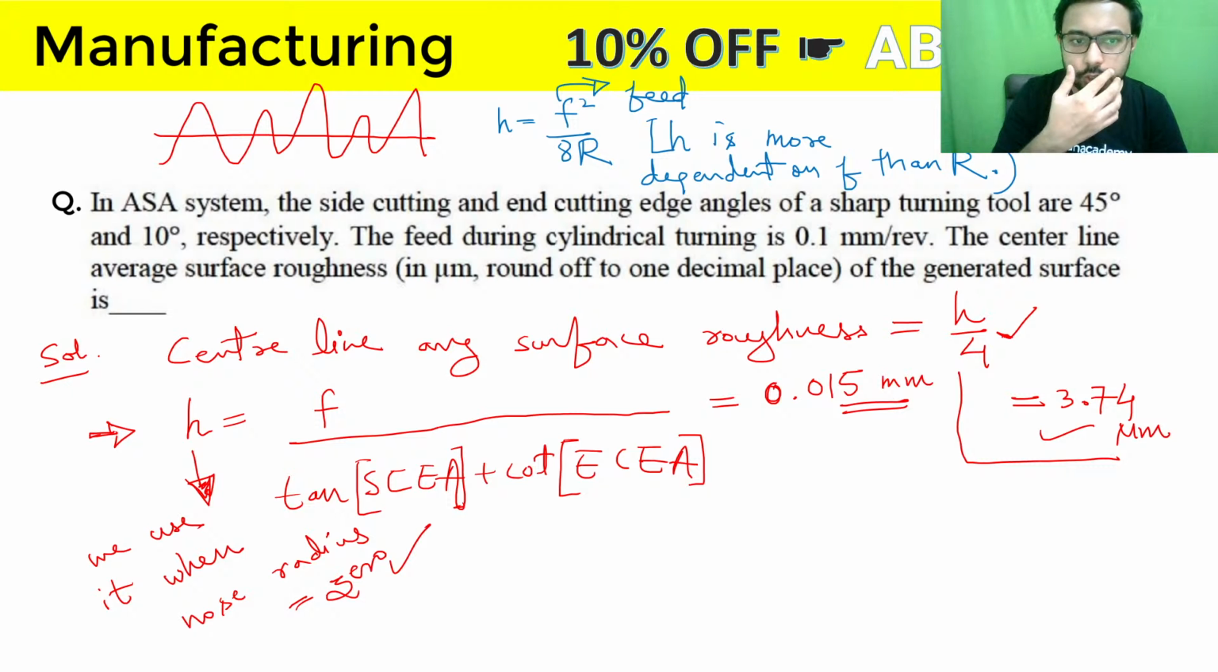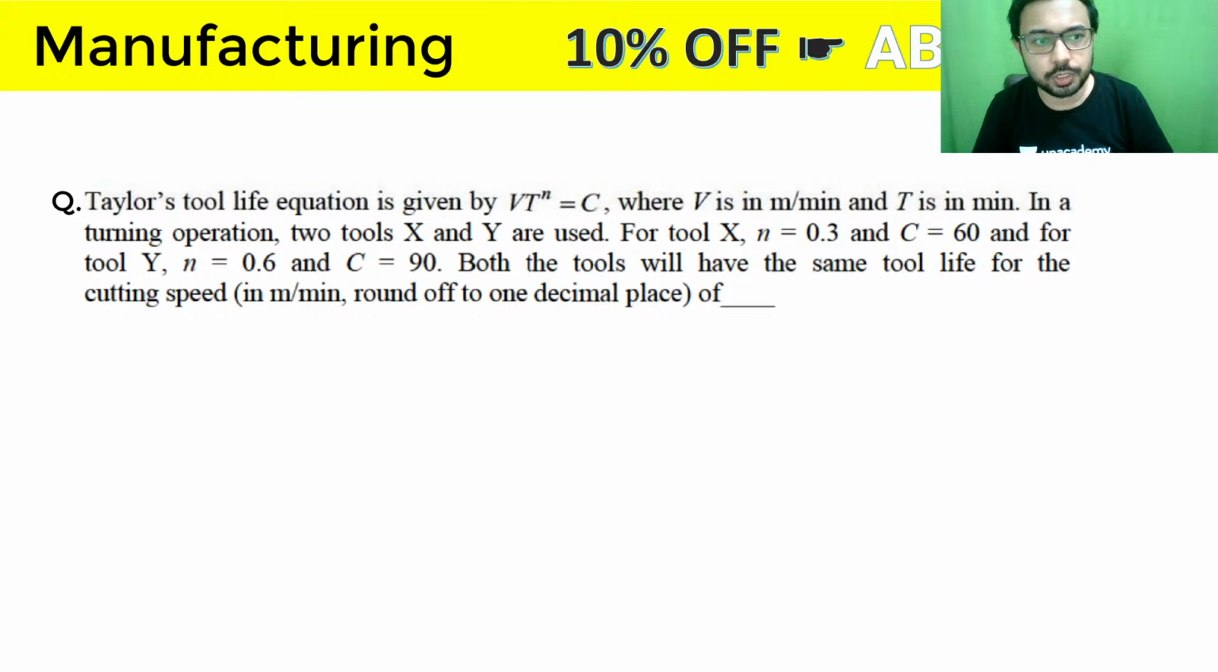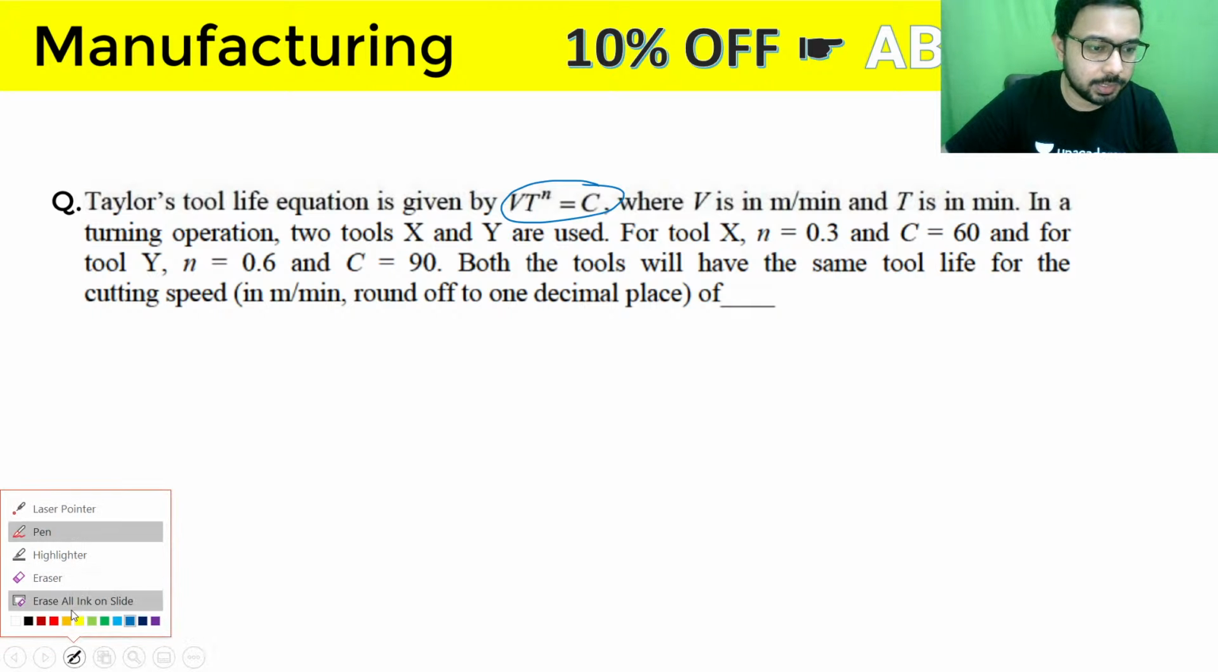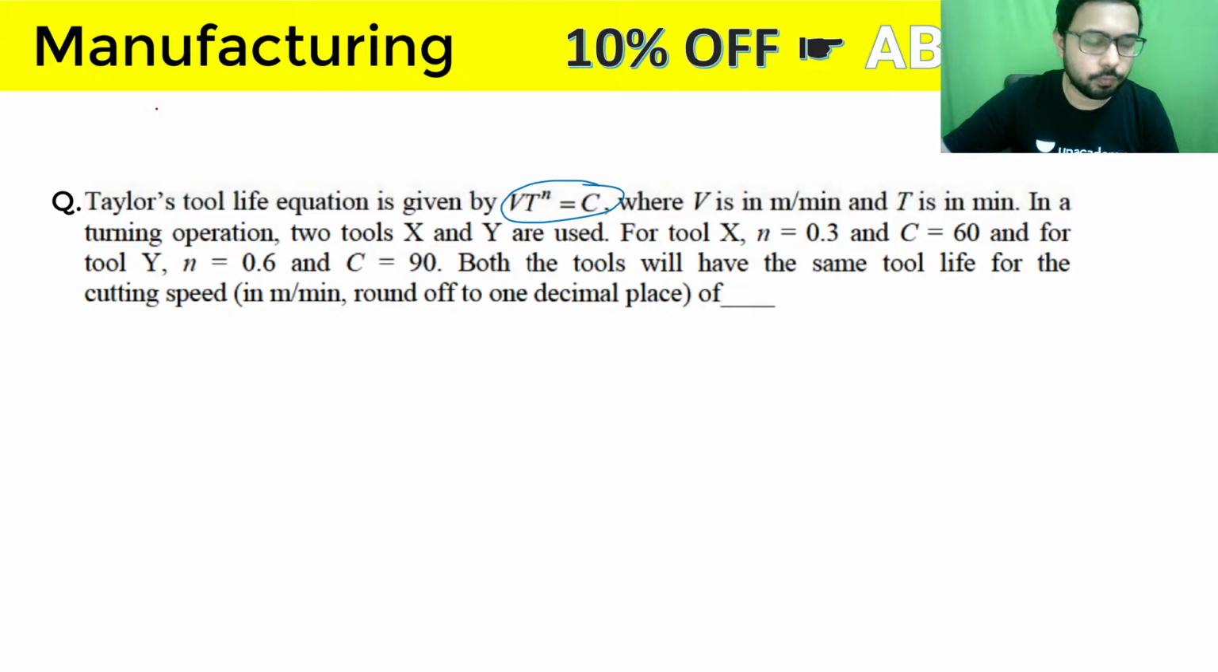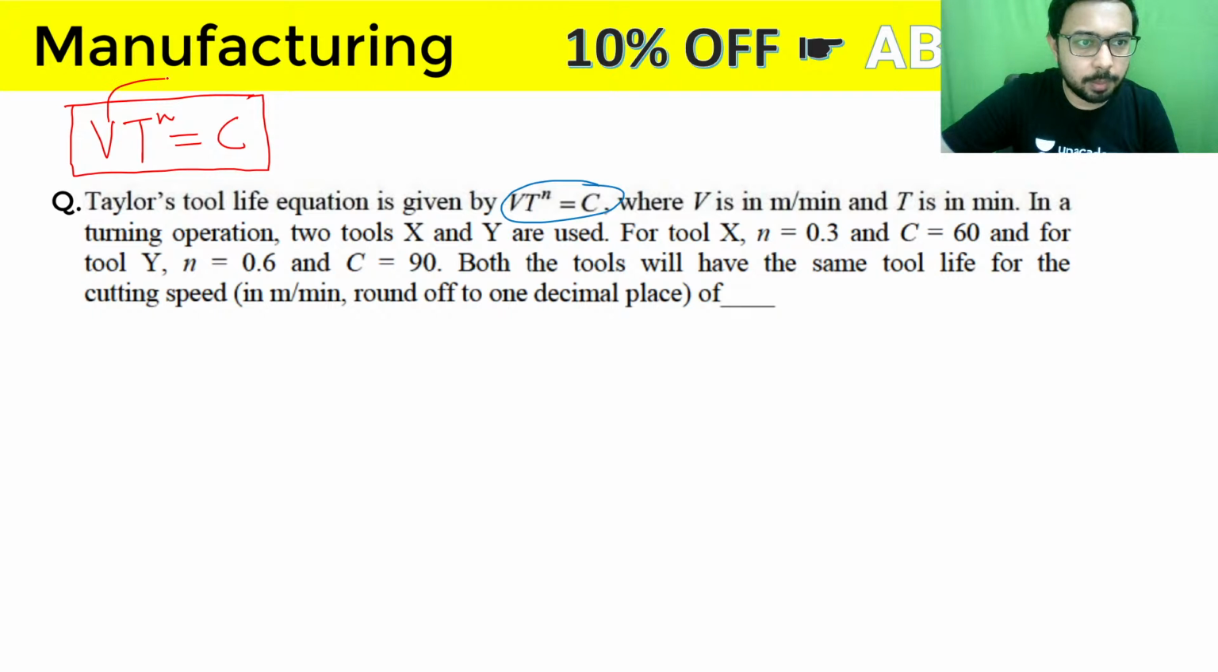So that's it for this question, and now we will move on to our next question, which is from Taylor's tool life equation. This question is also from one of the recent GATE examinations, and you can see Taylor's tool life equation v t to the power n is equal to c is given. Before doing this question, let me be very clear that whenever you see this equation v t to the power n is equal to c, you always have to remember that v is in meters per minute and tool life t is in minutes.